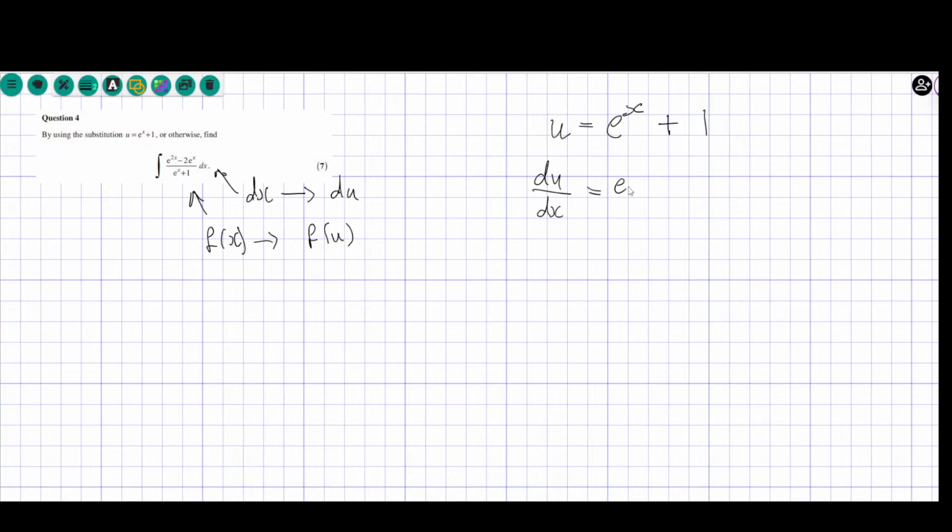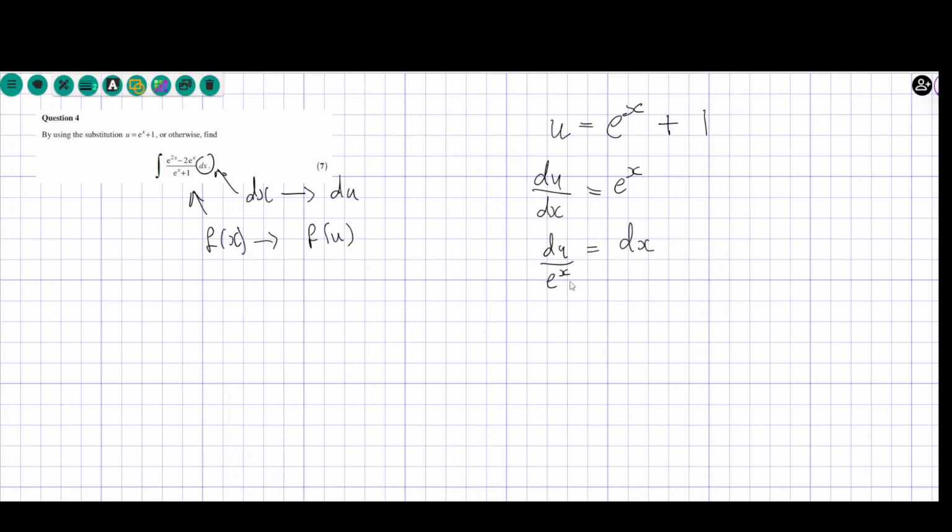We love e to the x. It stays the same, one of your standard derivatives. And the 1 disappears. Now we're looking to find an expression for dx so we can replace it. So we just do something which is not technically a great thing to do, but we treat it like a fraction. So du, we'll swap the dx with the e to the x, and we end up with this.